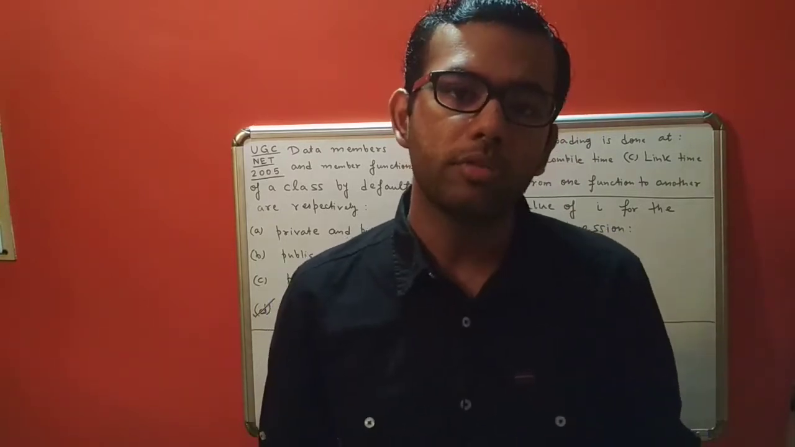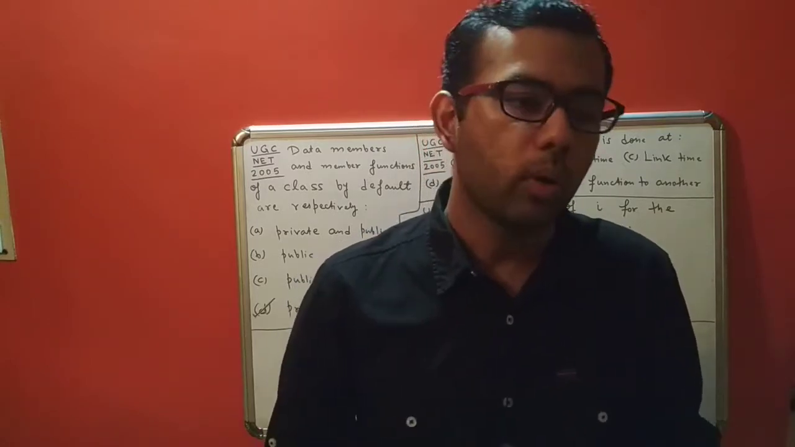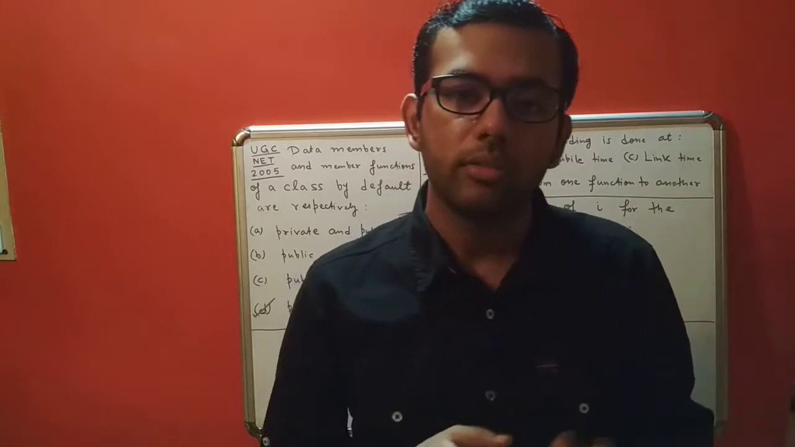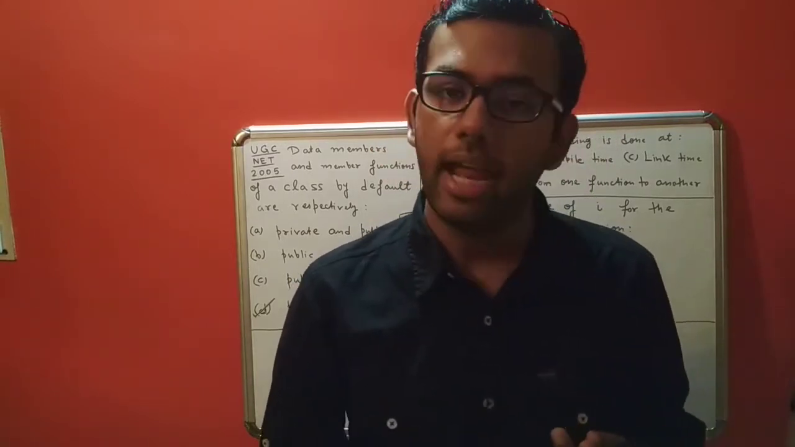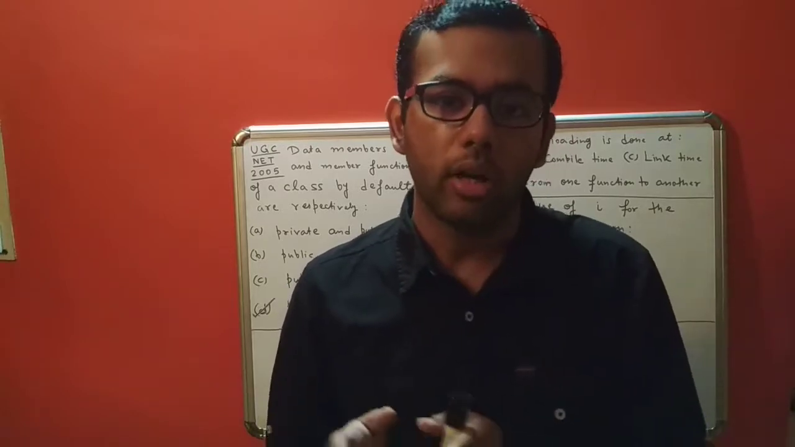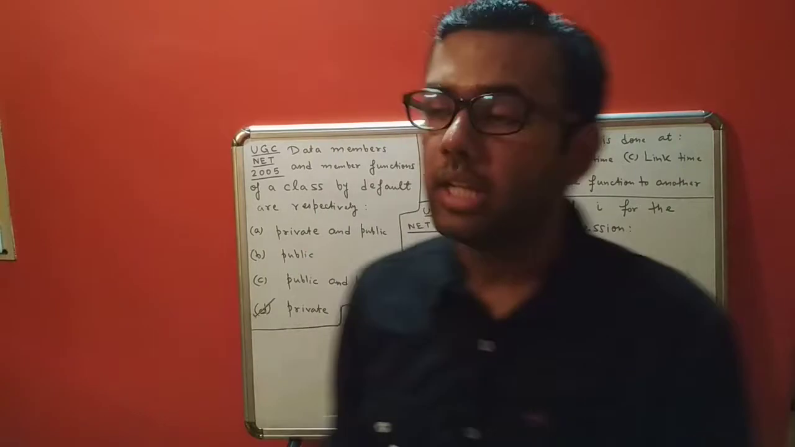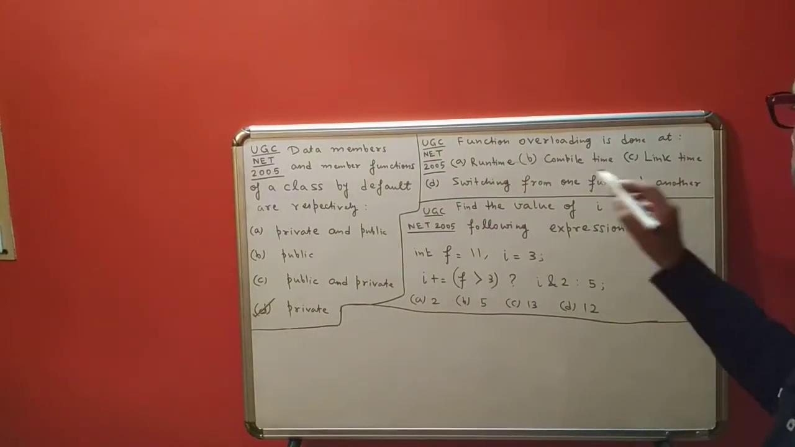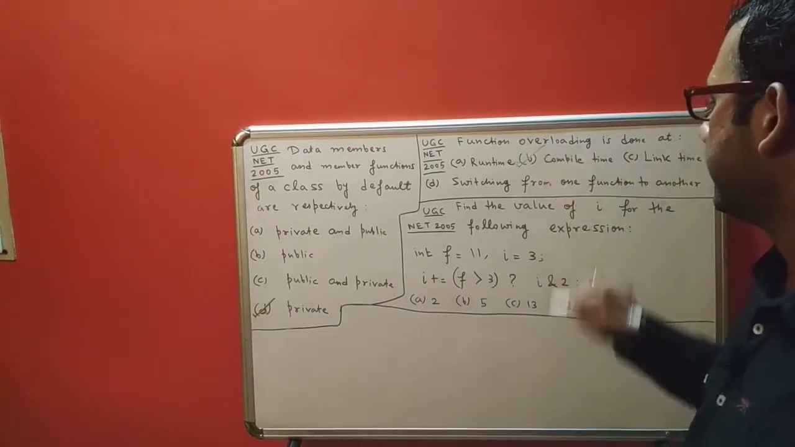And remember, polymorphism can be implemented in 2 ways or at 2 times. One is compile time polymorphism and the other is runtime polymorphism. Compile time polymorphism is implemented through function overloading and operator overloading. And runtime polymorphism is implemented through function overriding. And out of these options, we find that function overloading is done at compile time. So this is the correct answer.